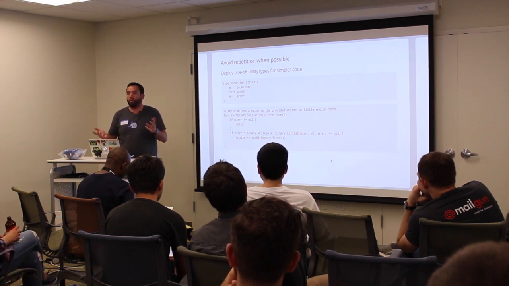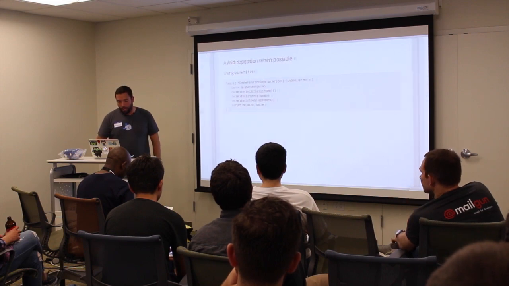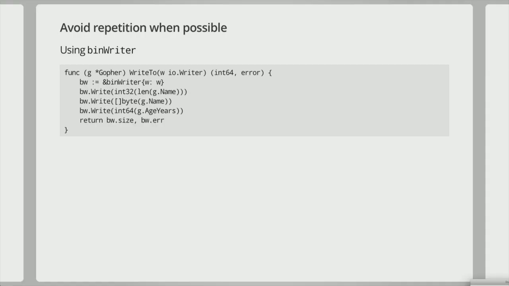Anyway, so now with this type, which is this tiny little utility type that's not really that useful, but it's just right here, our code looks like this. And it's doing exactly the same thing. Now, what I'd say is, I'm going to create my bin writer given this writer, the writer that I got passed from the WriteTo. And I'm going to write first the length of the string, then the string, then the age, and then I'm going to return the size and the error from the bin writer. And that's it. It's exactly the same code.